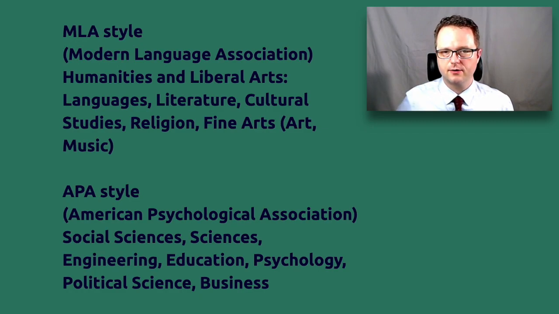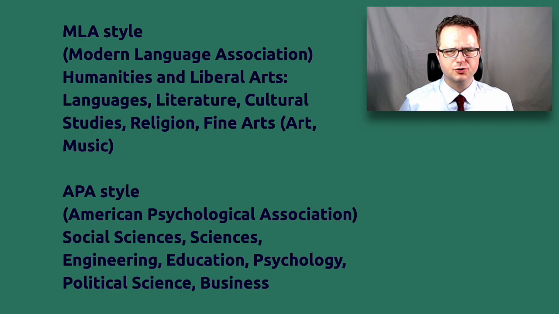And the American Psychological Association guide is used in the social sciences. It's used in the sciences, things like engineering, chemistry, physics, mathematics. Okay, all can use APA style. Engineering, education, psychology, political science, and business majors can all use APA style.